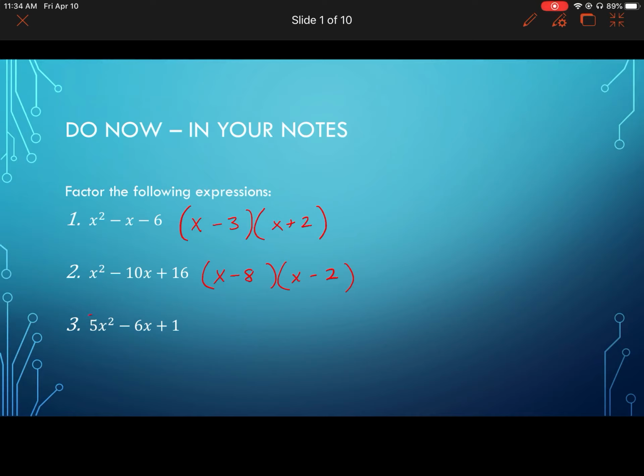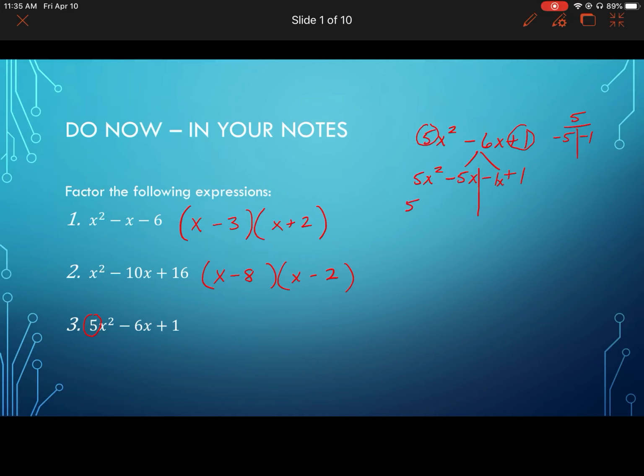And for the third one, even though we can probably do it in our head, I'm going to do factor by grouping, just kind of go over that whole process real quick. So 5x² - 6x + 1. We're going to look for the factors of a times c, which is 5, that add up to -6. So -5 and -1. So we're going to separate this into a -5x and a -1x. Bring down my other terms, and then factor by grouping.